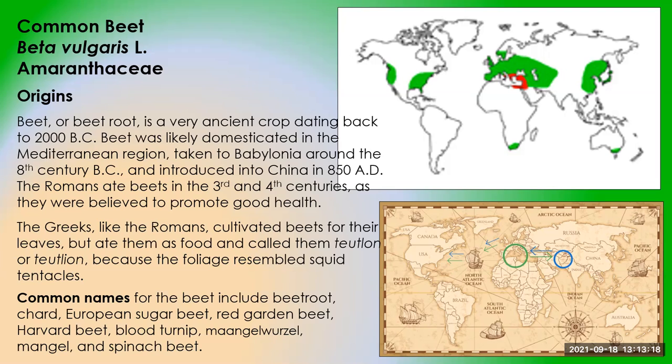Common names for the beet include beetroot. It is a chard, actually, if it's grown in a certain way. The European sugar beet is just another one. Red garden beet, Harvard beet, blood turnip, Wurzel, Mandel, and spinach beet. So those are common names for it, but beetroot is what you'll find it under.